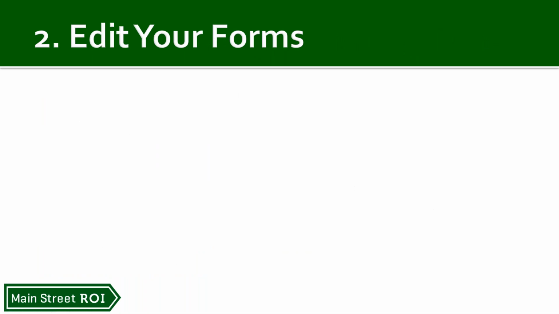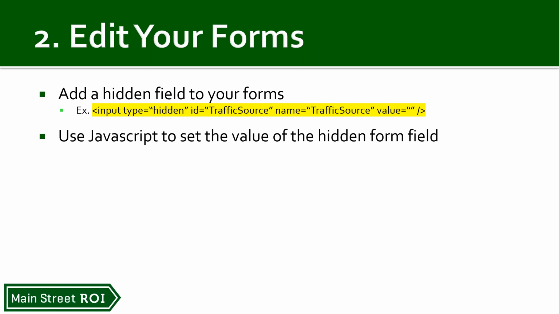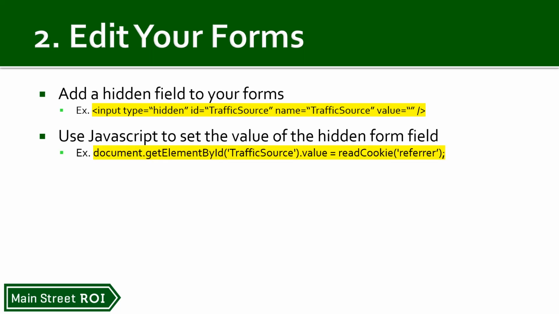And I mentioned step 2 is going to be editing your forms. So again, you're going to add that hidden field. And here's what that code looks like. Input type hidden, ID traffic source, name traffic source, and then the value will be empty, because the way we're going to set that value is we're going to read the cookie and dynamically input that value.